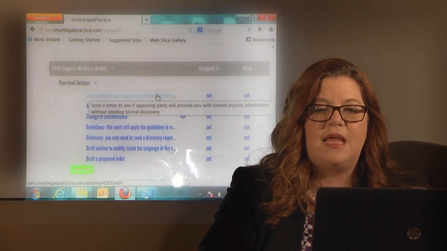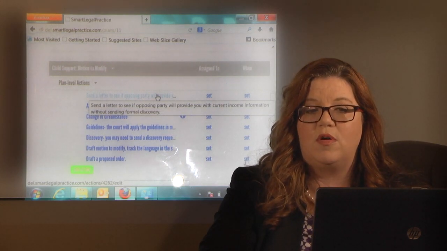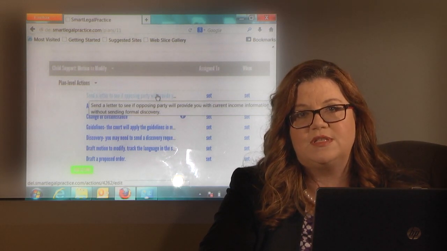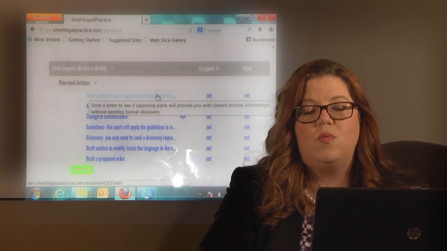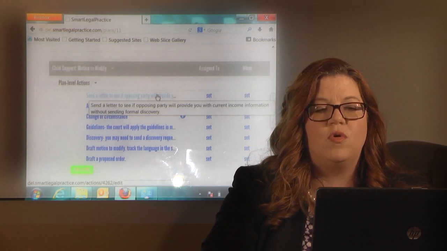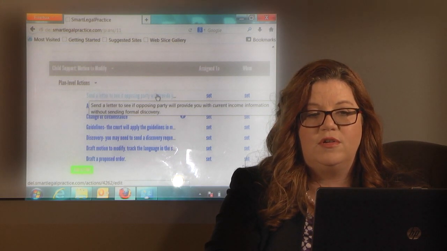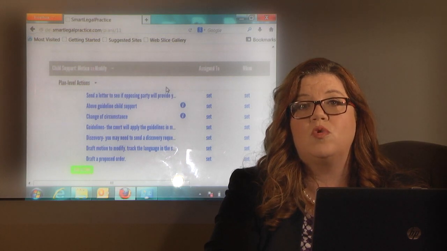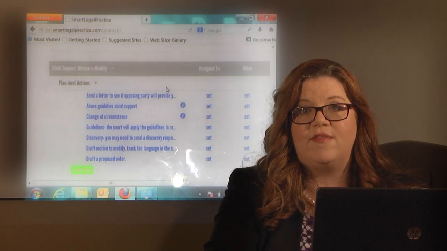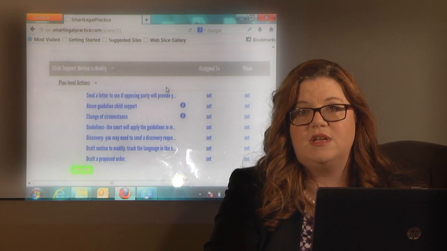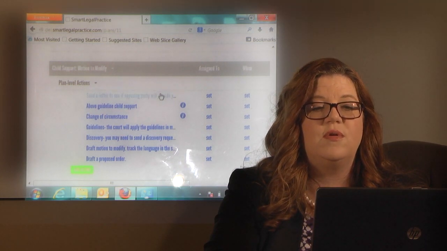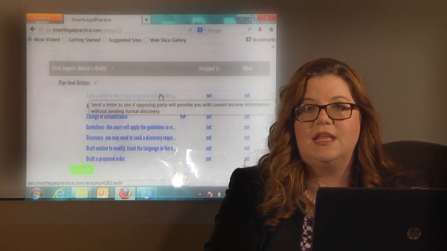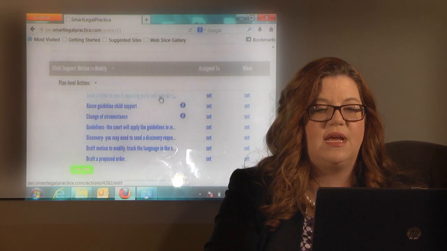First thing is to send a letter to the opposing party. If this applies, send a letter and ask them if, without sending formal discovery, they'll just provide you with current income information. Of course, if you're within a year, you may have trouble modifying child support. If it's been 3 years and it was court ordered originally, then you're going to have a pretty good chance if the change has been 20% or more. So before you bother with the expense of formal discovery, we just suggest sending a letter saying, hey, will you provide us current income information?